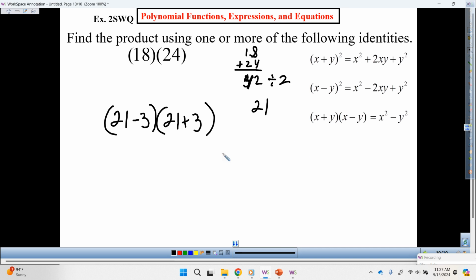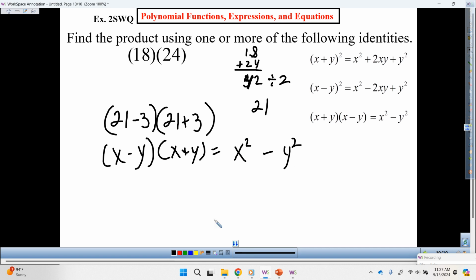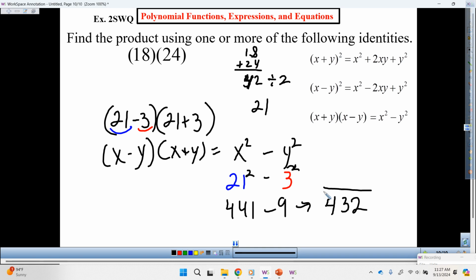All right, so then we write x plus y, x minus y equals x squared minus y squared. So now we know that this is x, and this is our y. So we got 21 times 21 is what? 441 minus 9, and that gives us 432. Hands if you got that.